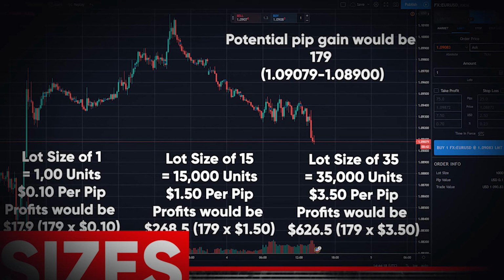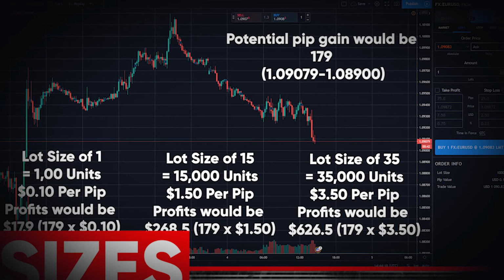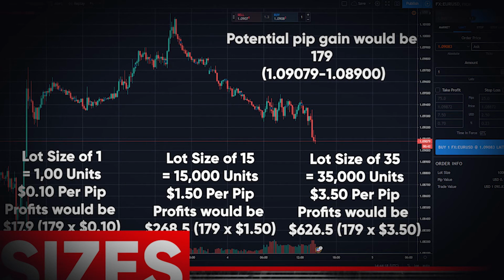But what if we were to increase our lot size to 15? A lot size of 15 should be equal to 15,000 units, which is $1.5 in pip value. So for the previous example, our potential profit would have been $268.5. If we had an increase of 179 pips, we multiply that by $1.5, which is equivalent to $268.5.